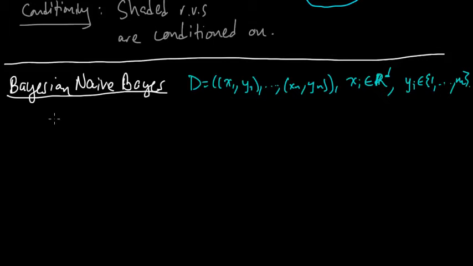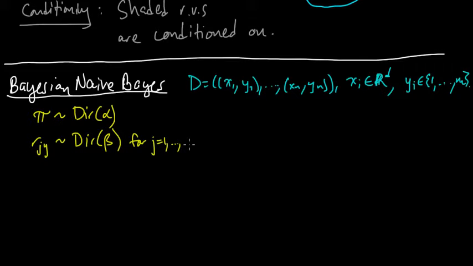And the probabilistic model that we will take for this is the following. We will take pi to be a random variable that is Dirichlet distributed with some parameter alpha, and then we had all these R_j,y distributions, and they were all Dirichlet with parameter beta, and this was for j equals 1 to d, one for each of the features of x, and for all y in 1 to m.